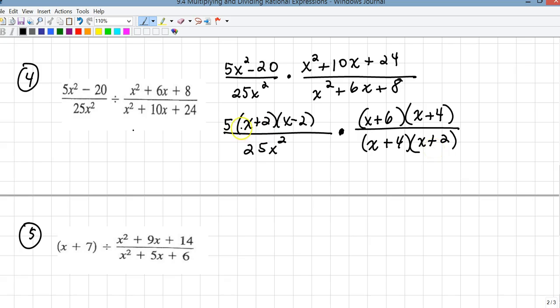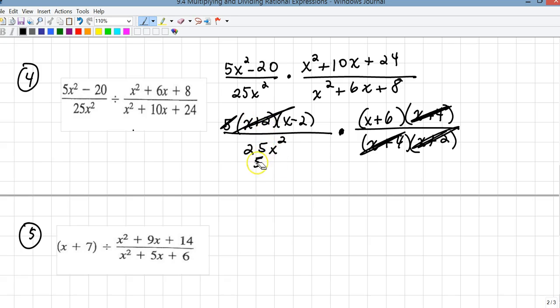So I see an x plus 2 in the numerator with another x plus 2 in the denominator. I see an x plus 4 in my numerator with an x plus 4 in my denominator. And I also see a 5 and a 25. So I'm going to reduce that. I'm going to say 5 over 25 is 1 over 5.